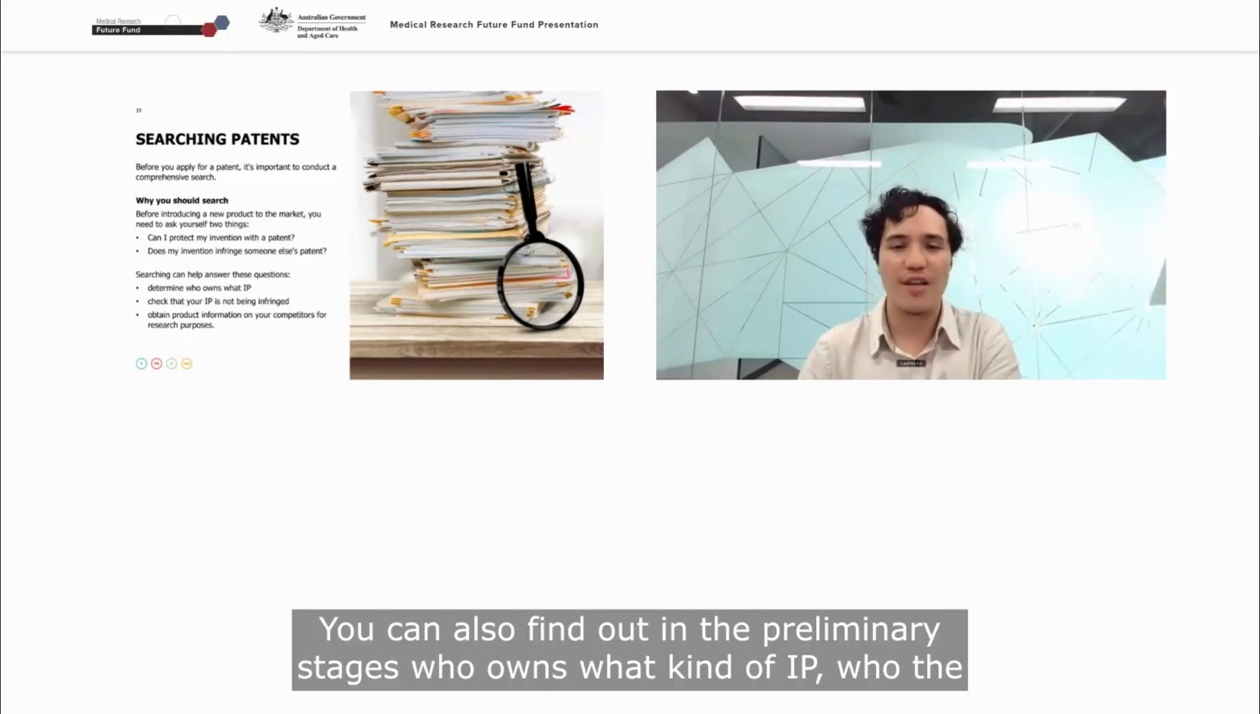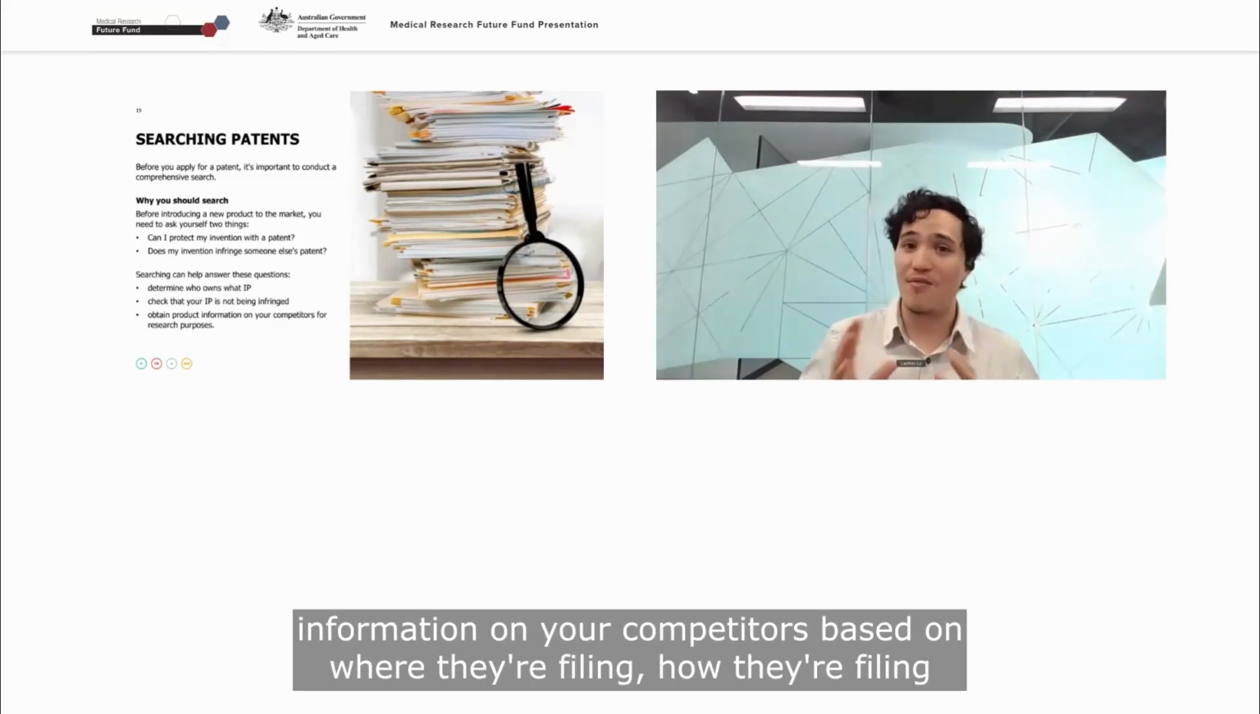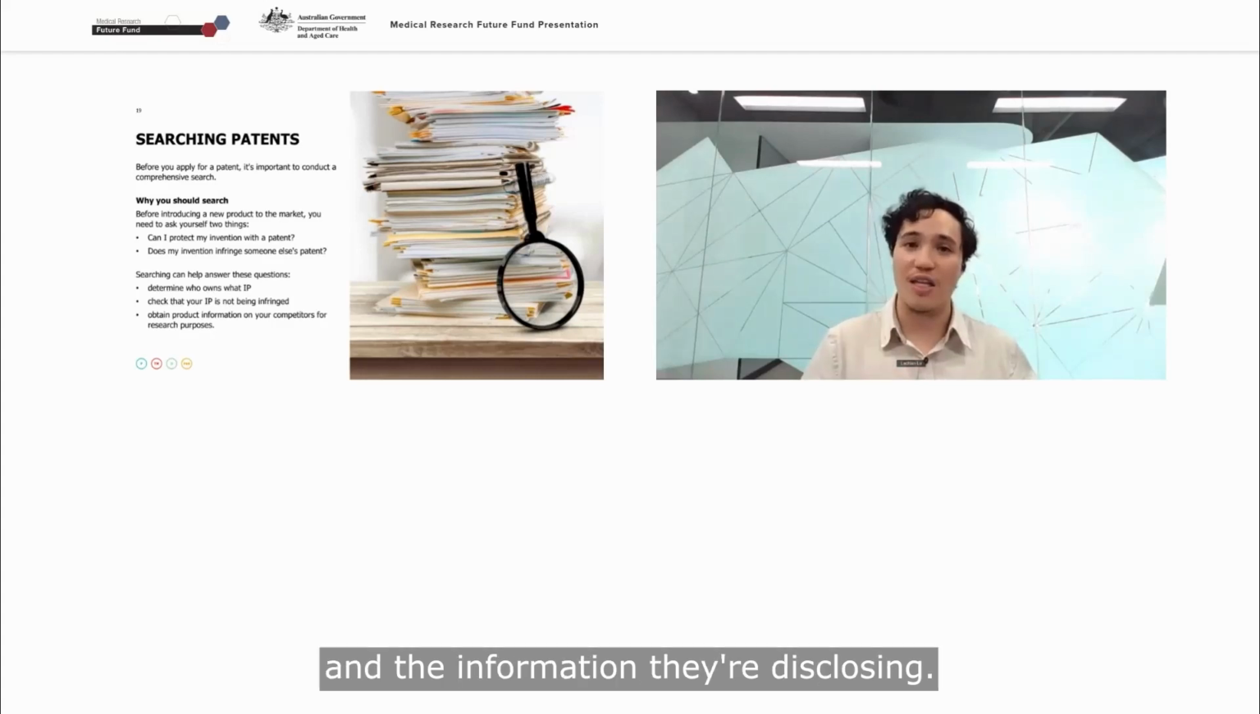You can also find out in the preliminary stages who owns what kind of IP, who the major players are in the field you want to break into, and you can also obtain some information on your competitors based on where they're filing, how they're filing, and the information they're disclosing.